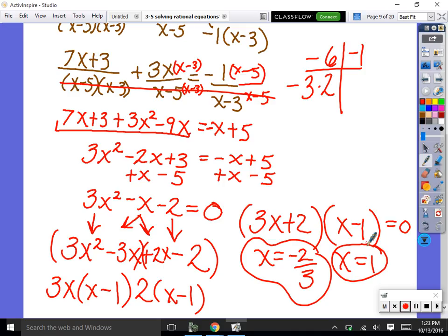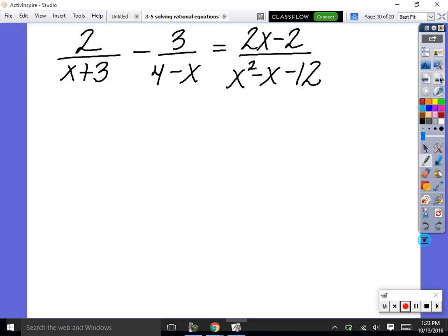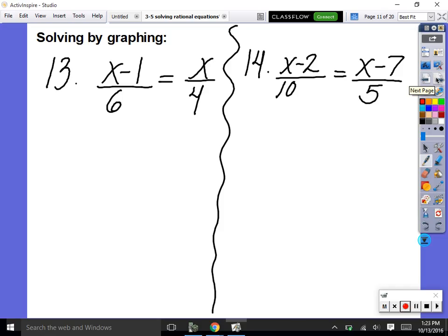But you guys understand, right, that if I tested negative 2/3 and did not get a true statement in the beginning, then I would just throw that answer out and the only solution would be 1. Now, if you were to test both and neither of them worked, you would say no solution. That means there is no value for x that will make that statement true. Does that make sense? Because there are times when you'll throw out both answers. I don't know how that happened, but none of my examples had extraneous solutions, but trust me, there will be.